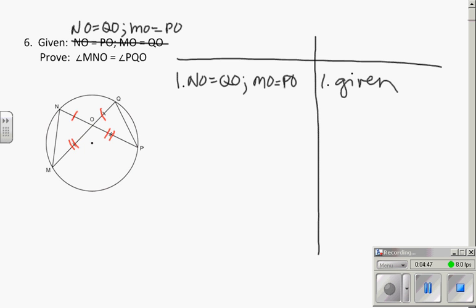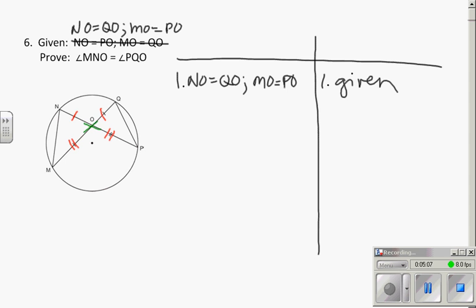Now, when I mark my picture, the first thing I think of is two sides. My options are side, side, side, or side, angle, side. Those are my only two options. And when I look at NM and QP, I have no way of proving those congruent. Nothing jumps out at me.